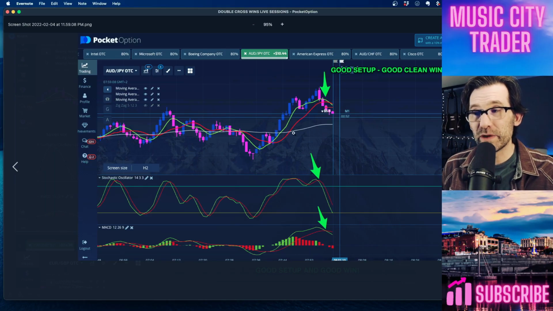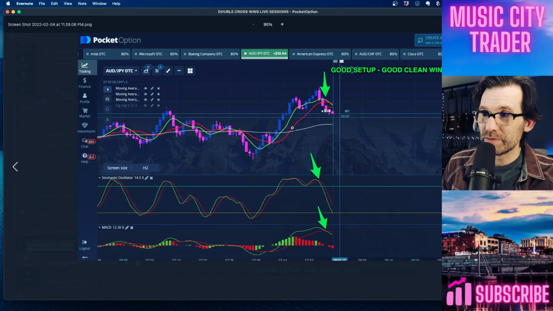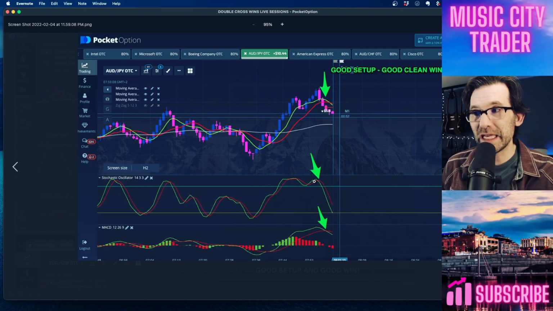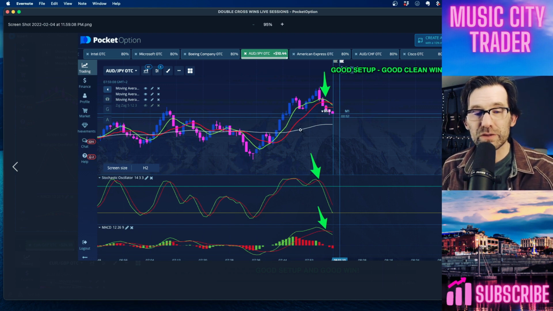You do have to bid with the trend. In other words, if this white line was moving straight up and it was clearly in an uptrend, you would definitely not take a down bid, even if these are crossing down like that, because you just risk losing. You risk losing too much.